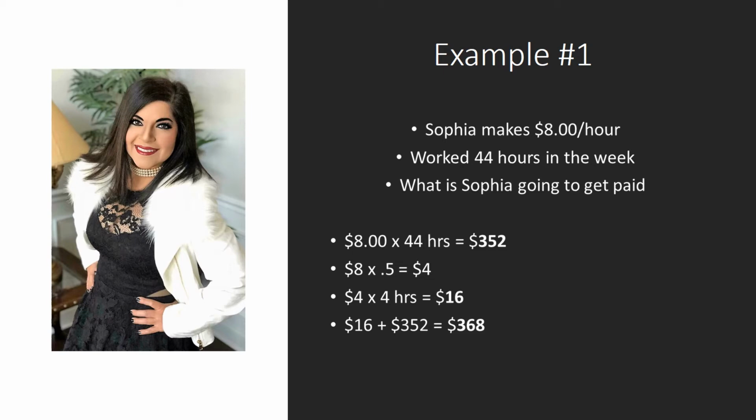Then you give the overtime rate for $8, which half is $4. So it is $4 times the 4 hours, $16, plus the $352 that she already got for the regular rate is $368. Probably some of you are going to be like, that's not how I calculate overtime. I know. But this is the way the Wage and Hour Division wants us to calculate overtime.